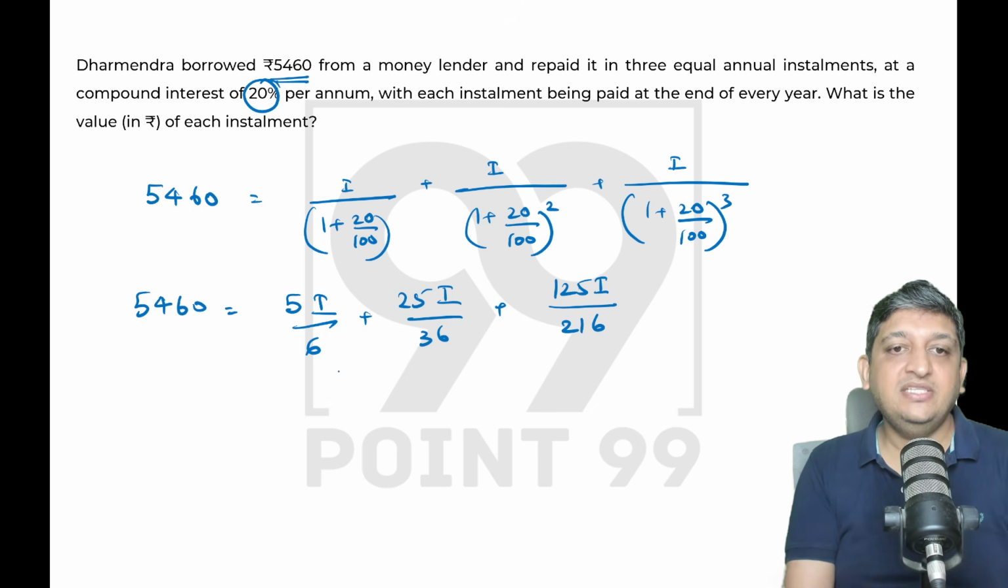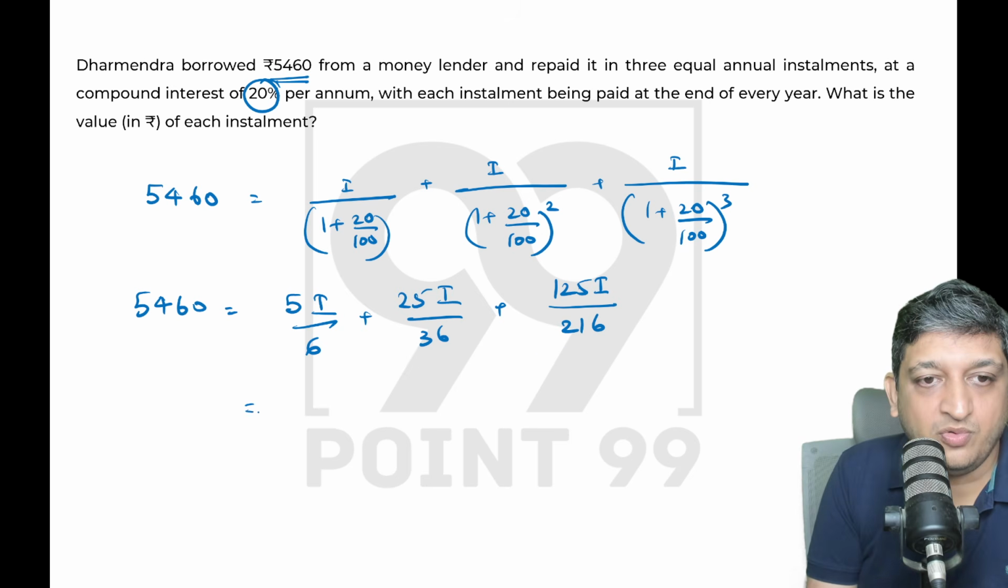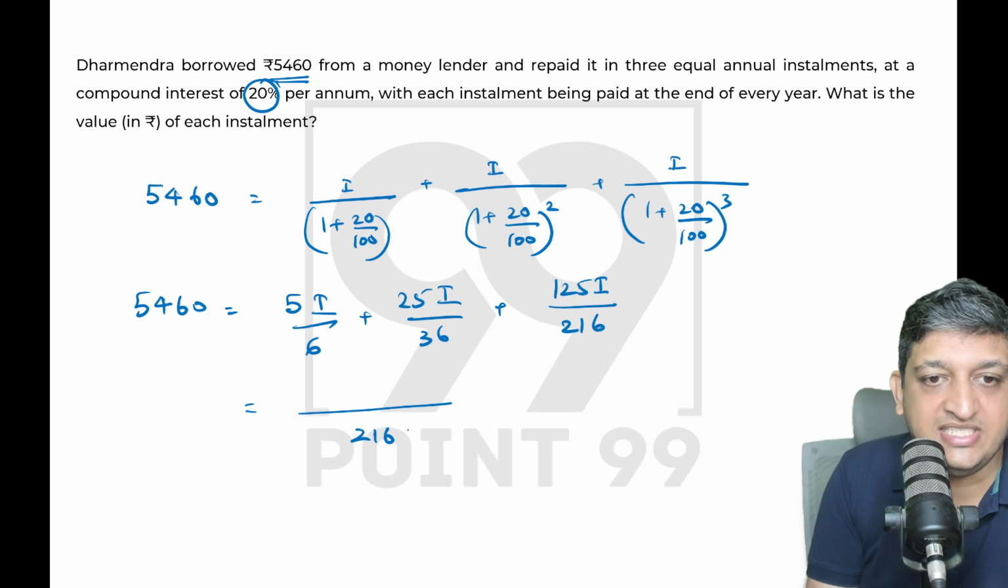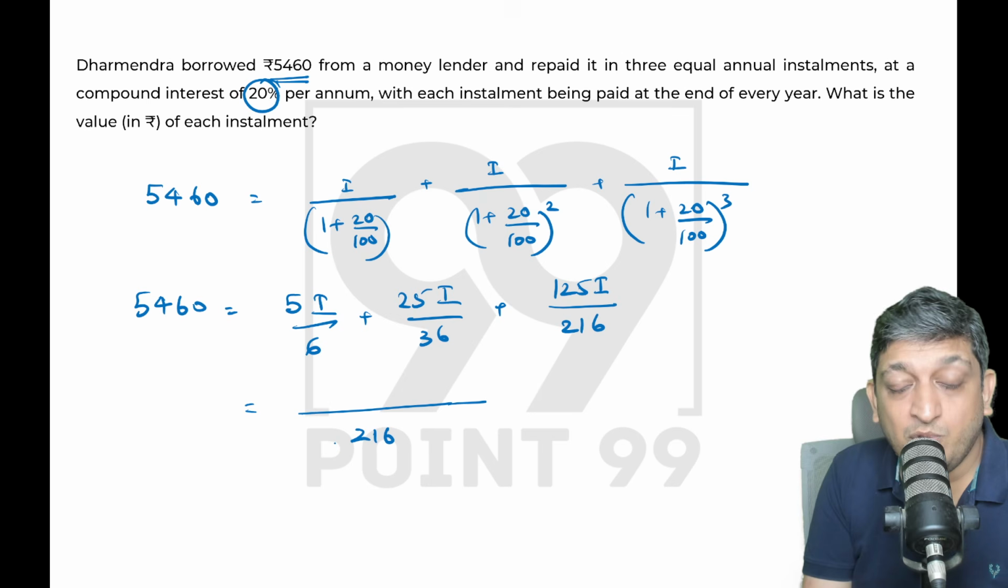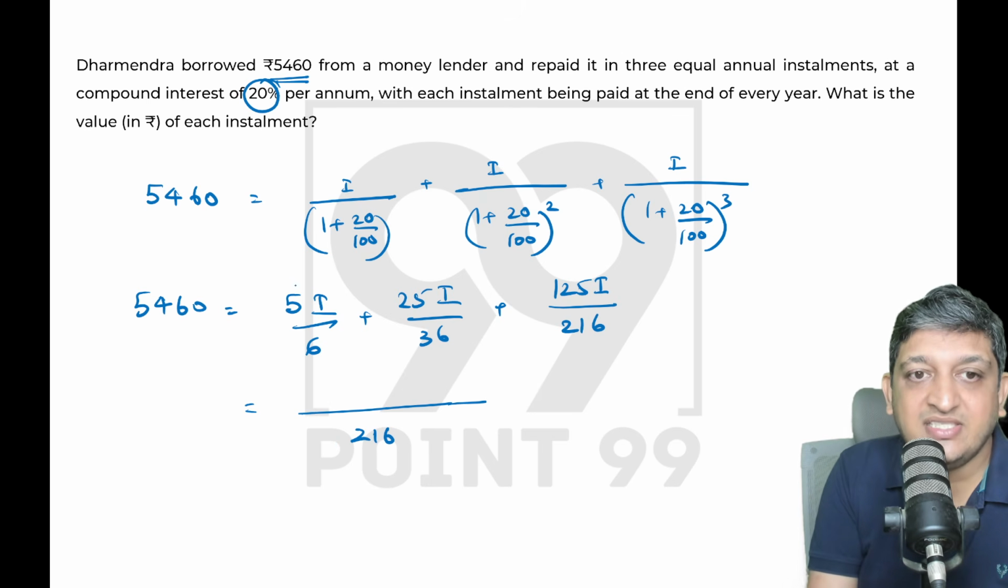Now what we can do is we can just equate all the denominators to 216 so that it makes our life easier, and we will look at what happens to the numerators. So if this has to become 216, it has to be multiplied by 36. The numerator also gets multiplied by 36. I am going to get 180I here. 25 into 6, 36 into 6. So I am going to get 150I here.